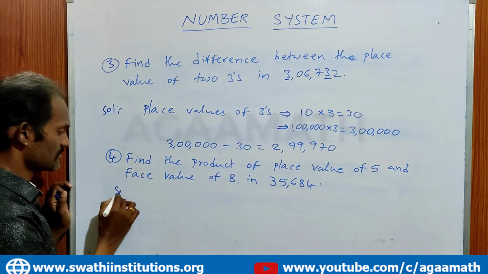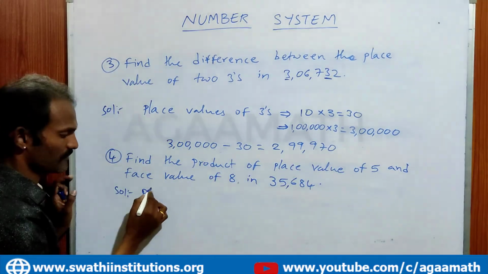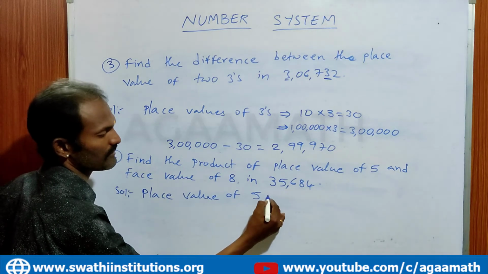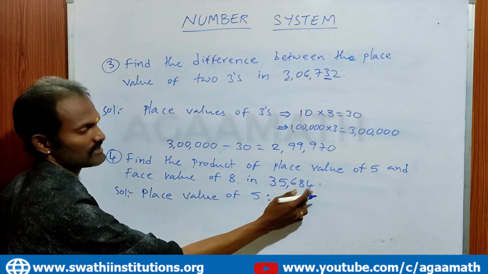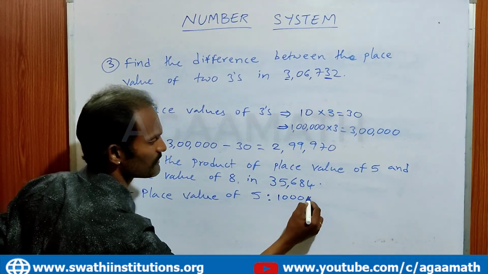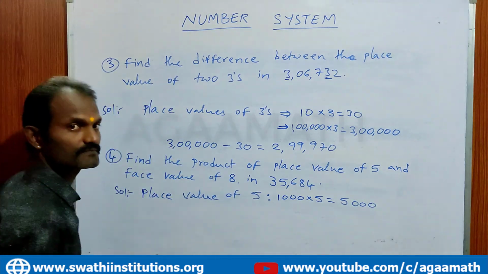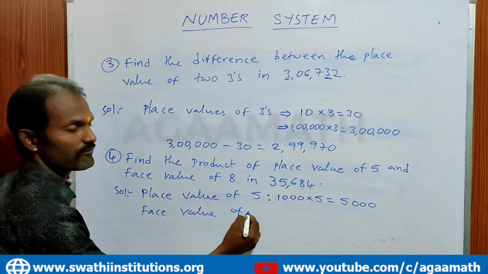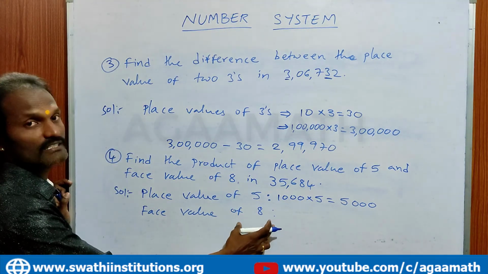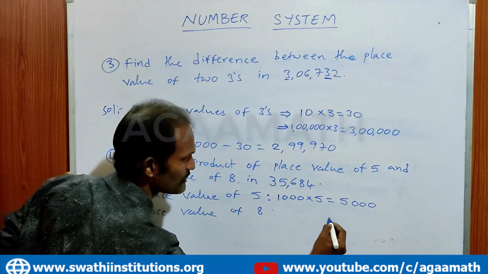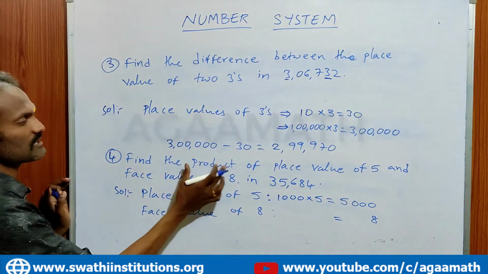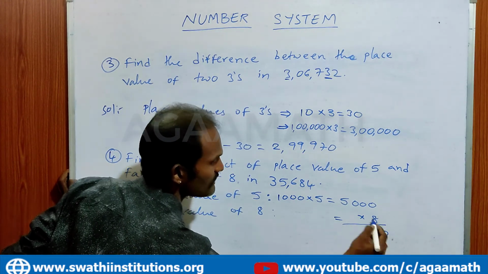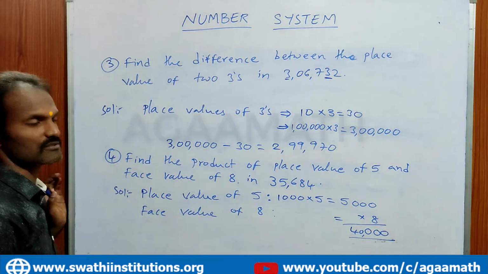First of all, let us write the place value of 5. What is the place value of 5? To know that, place 1, 10, 100, 1000, so that is 1000 times 5. This is the place value, that is 5000. And next, face value of 8. What is the face value of 8? I told you, face value means the digit itself is the face value. So that is 8. And what did they say? Product. Product means you just multiply. So 8 fives are 40. So it is 40,000. This is said to be the product.